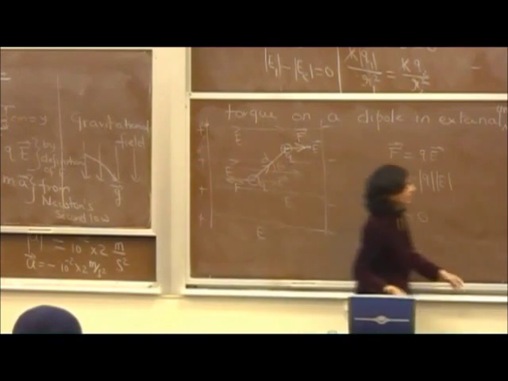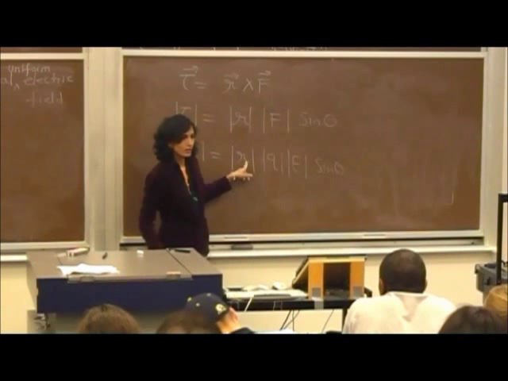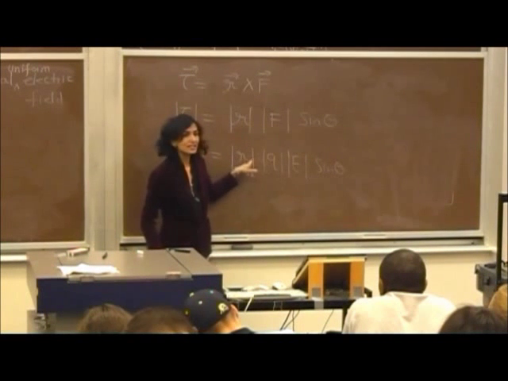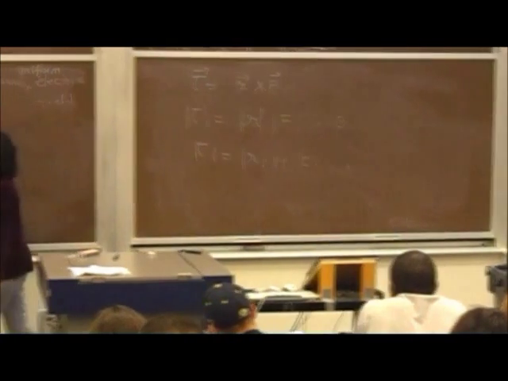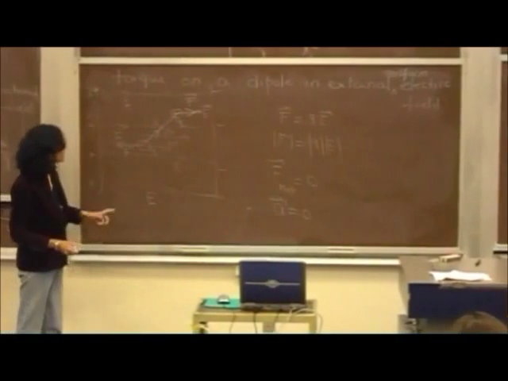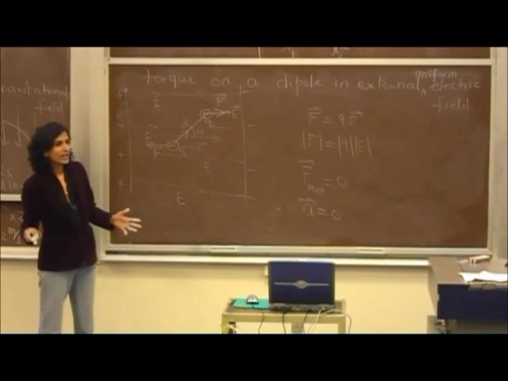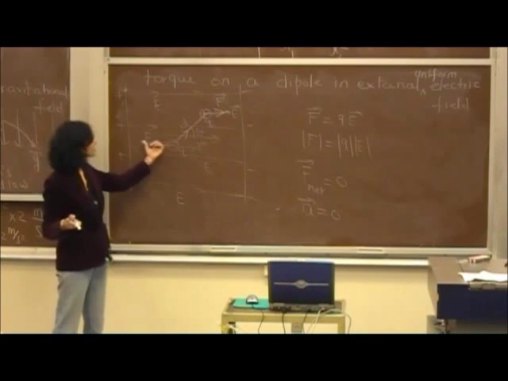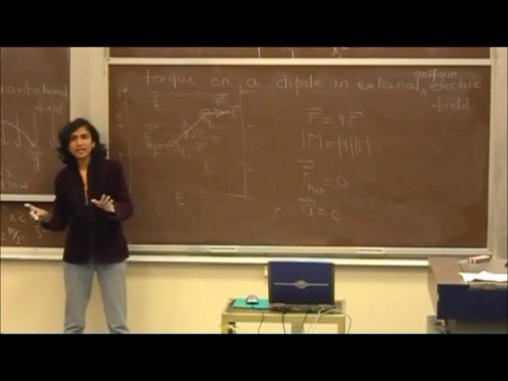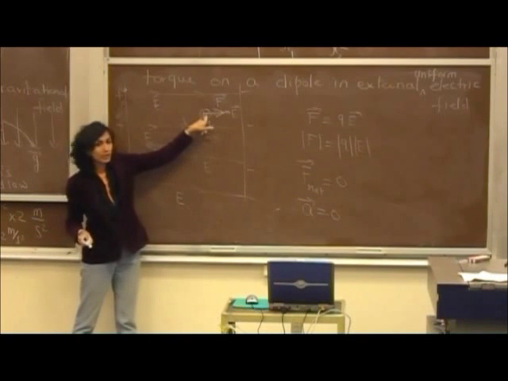If you like, Q times R is like Q times D. This R in this case is really D. How do I see that? You tell me how to find the torque here. We have to find the torque about some point. In this case, since forces are equal and opposite, it wouldn't matter whether you find the torque about this point, this point, this point, or this point.